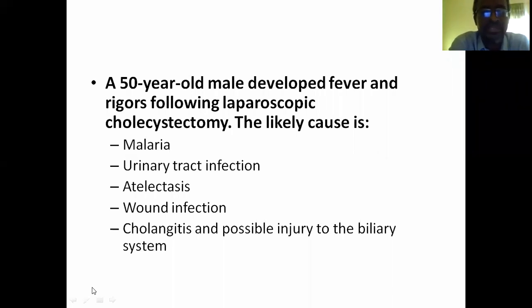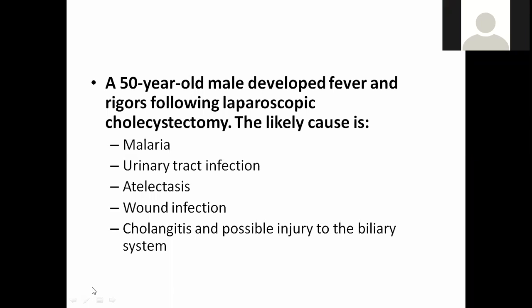What is the most likely diagnosis? Malaria, UTI, atelectasis, wound infection, cholangitis, and possibly injury to the biliary system. So the best option here is cholangitis due to, I think, biliary leakage. Biliary leakage is not given here. I think I said cholangitis. For cholangitis to happen, how much time is needed? So this question should say 24 hours.